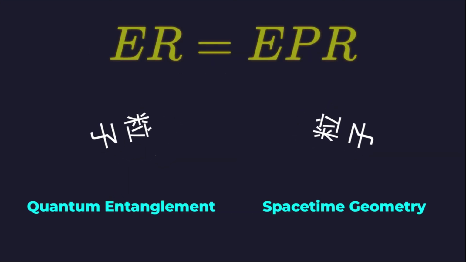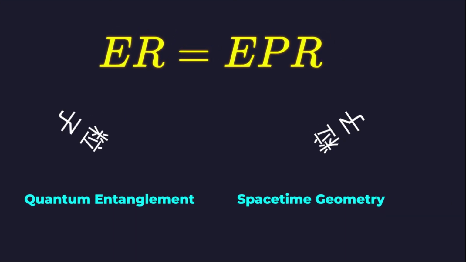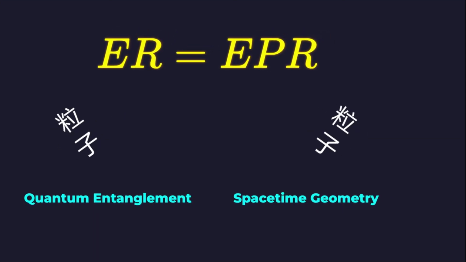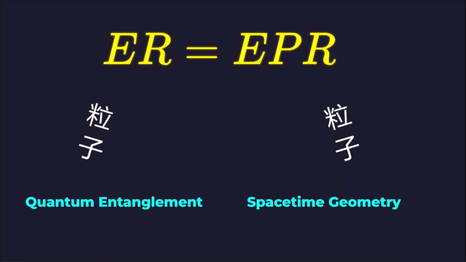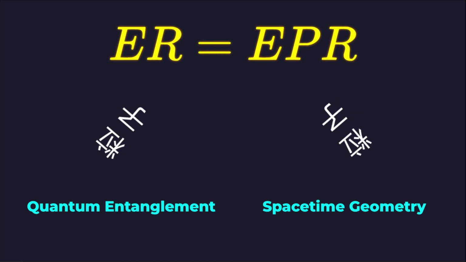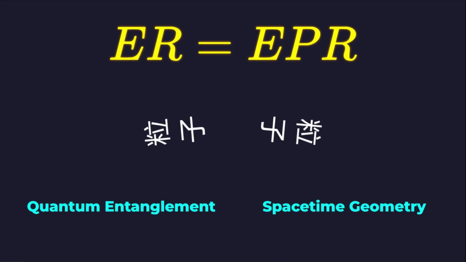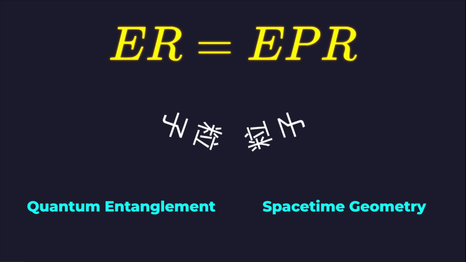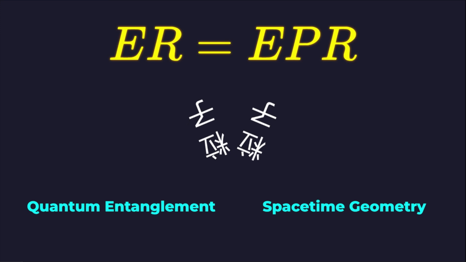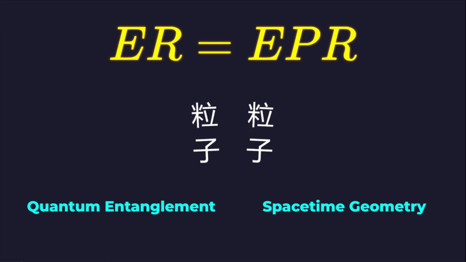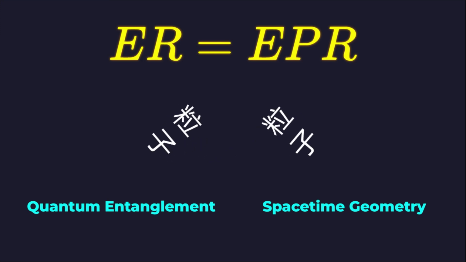A profound connection between wormholes and quantum entanglement is suggested by the ER equals EPR conjecture proposed by Maldacena and Susskind. This hypothesis suggests that two maximally entangled particles, known as an Einstein-Podolsky-Rosen pair, are connected by a non-traversable wormhole, specifically an Einstein-Rosen bridge. This connection implies that the geometry of spacetime is fundamentally linked to the quantum information structure of the universe. If this conjecture holds, entanglement is not merely a correlation, but a physical connection through spacetime geometry.